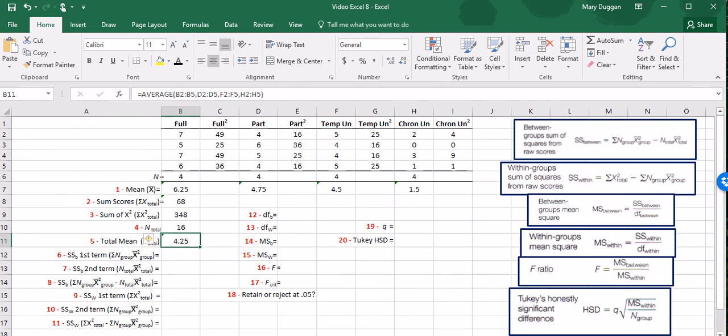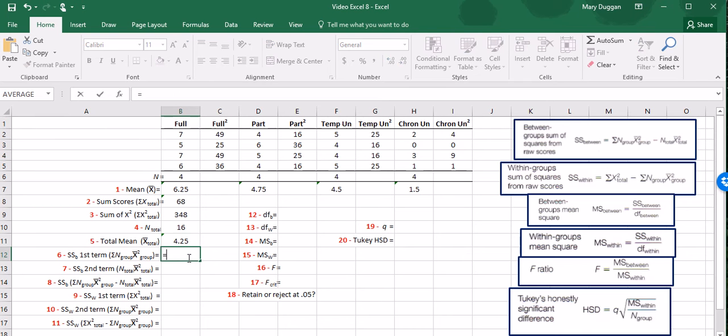Now we're finally at the point where we can find our within sum of squares and between sum of squares, these first 2 formulas right here. It's one of those multi-step formulas, so I've broken it down into 2 parts. The first part asks for the between groups sum of squares from raw scores, which is to find the sum of all the group n's times their mean squared. So to do this, I'm going to enter an equals, and then I'm going to take one group at a time.